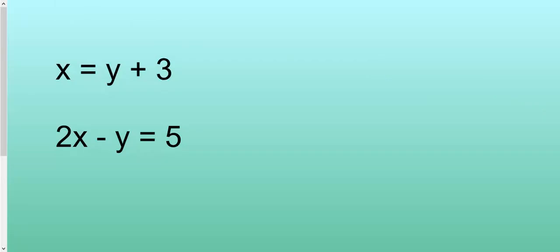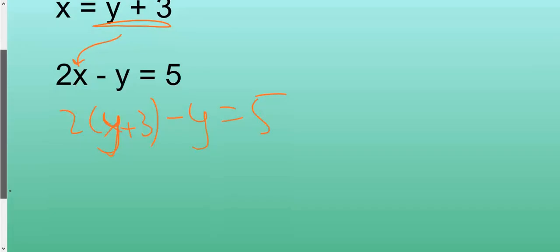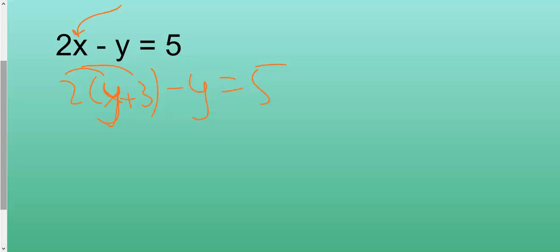Here's another example. So now this time x is by itself. We're going to place that x there. And this is where the parentheses matters. So we're going to replace the x with y plus 3. Then we're going to write the entire equation over. And this time we actually have something to distribute here, 2y plus 6. That's why we need those parentheses there. So 2y minus y is 1y.